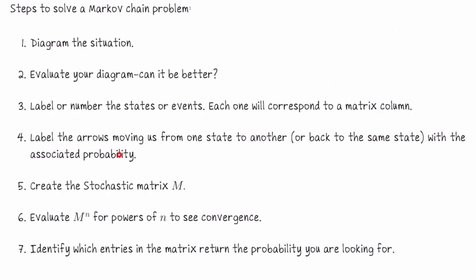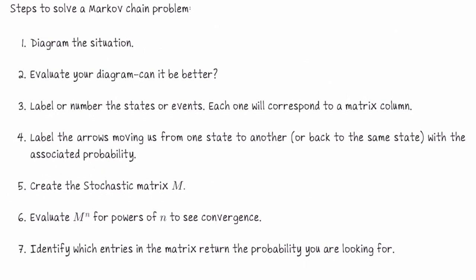As you've created your diagram, you probably drew arrows saying how you move from one event to another. Make sure you label those arrows with the associated probability. Don't overlook the possibility that you could stay in the same state. Maybe you don't have to move every time you take an action. In that case, you might have a loop that doubles back to the same state or event, and have that probability associated there too. Those probabilities become the entries in your stochastic matrix.